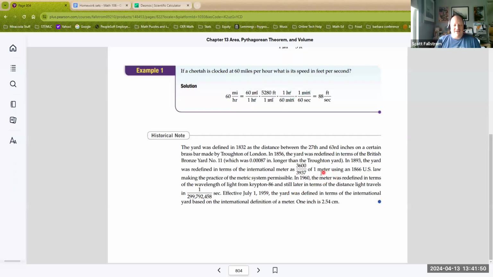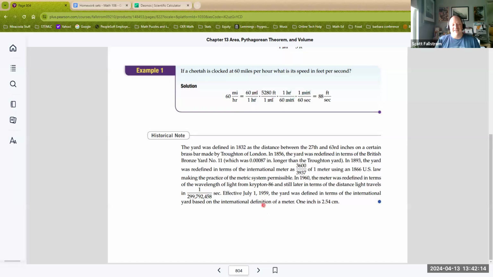All right, the meter in 1960 was redefined in terms of the wavelength of light from a particular element, in this case, krypton 86, and later in terms of the distance light travels in 1 over 299,792,458 of a second. Nailed it. So there you go.